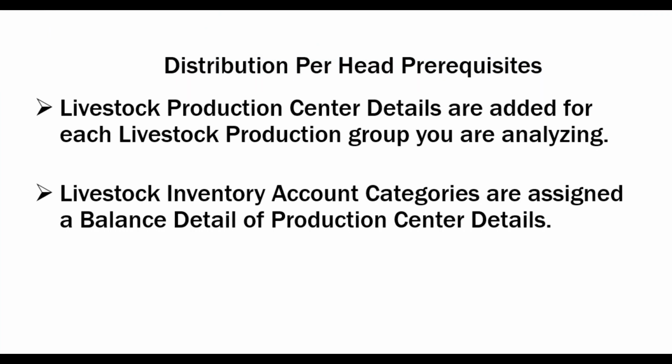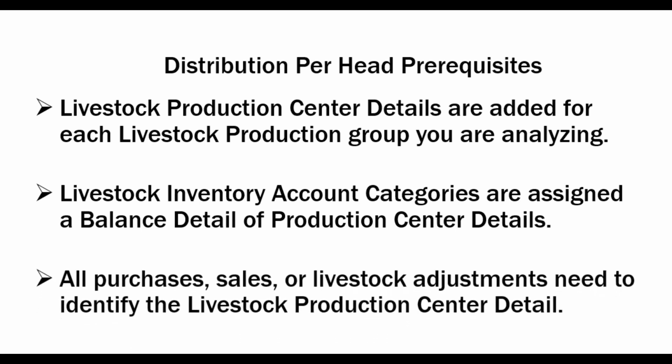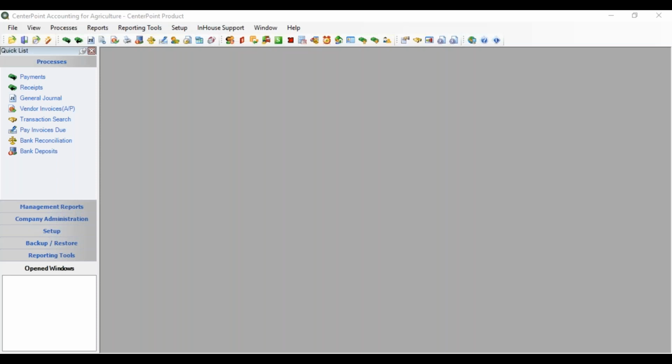All of your livestock inventory account categories need to be assigned a balance detail of production center details. And all livestock purchases, sales, or livestock adjustments need to identify the livestock production center detail. That's what's maintaining the correct account balance in each one of your livestock inventories. Let's first take a look at those prerequisites.